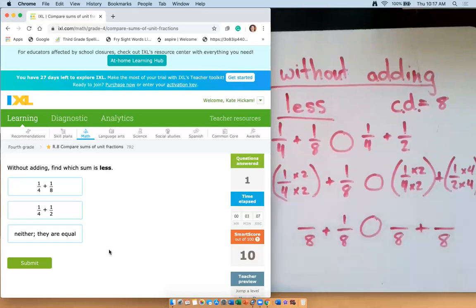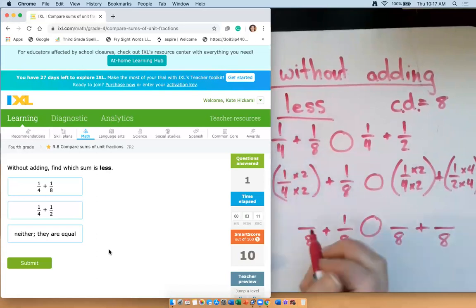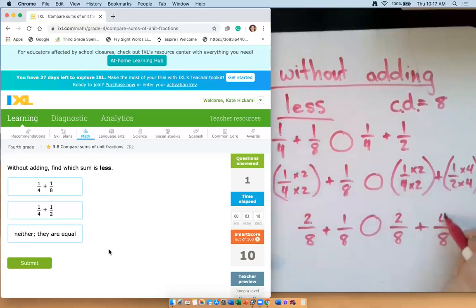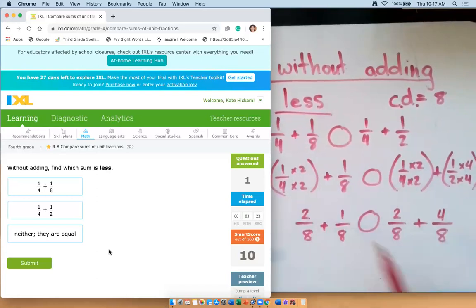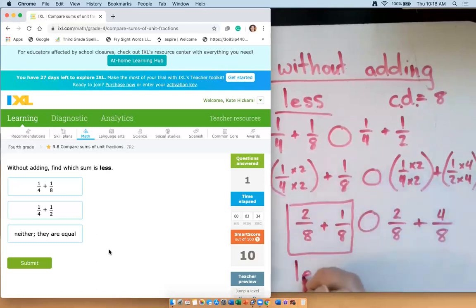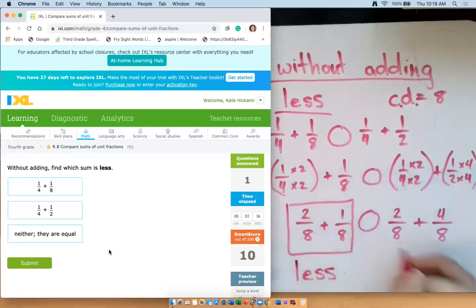Okay, so all of my denominators now are going to become 8. Now I just have to solve for my numerator. 1 times 2 is 2. 1 times 2 is 2. 1 times 4 is 4. Well, looking at that, I know that 1 plus 2 is going to be less than 2 plus 4 because 4 is greater than 1. So I know that this side is going to be less than this side.